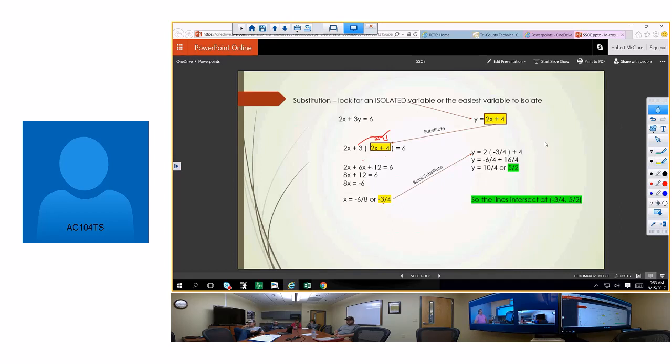is substitution. Now, the first thing you're going to look for with substitution is a variable that's isolated. This one right here, y is by itself. So what are we going to do with that 2x plus 4? We're going to take it and plug it in here for y. Since y is equal to 2x plus 4, we're going to put that 2x plus 4 right there, and then distribute and solve. Now once you get x, what are you going to do with x? Back substitute into your original equation and solve.